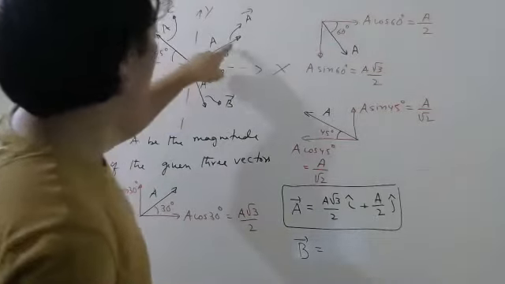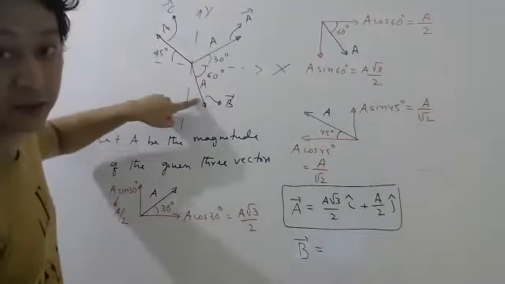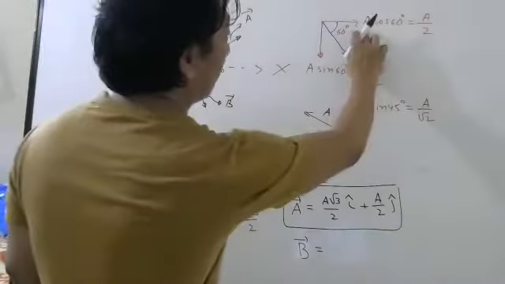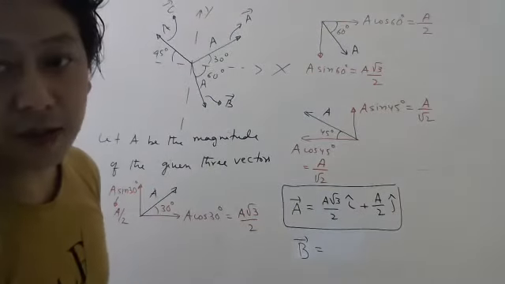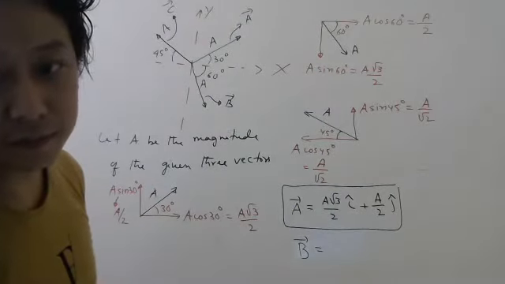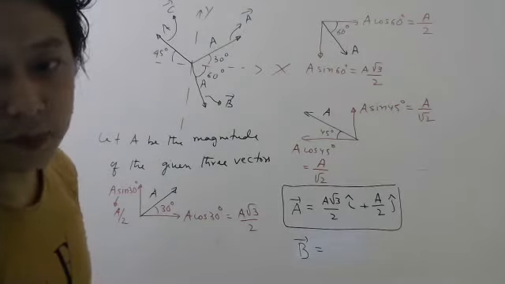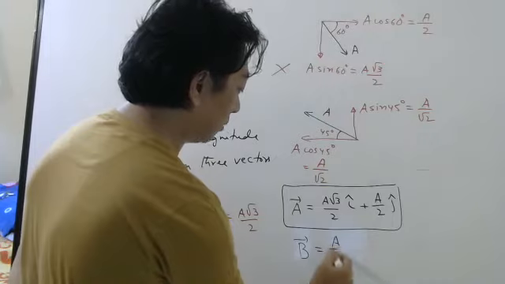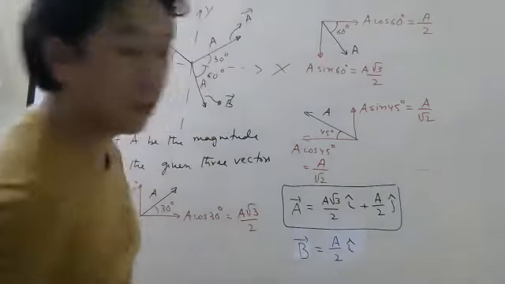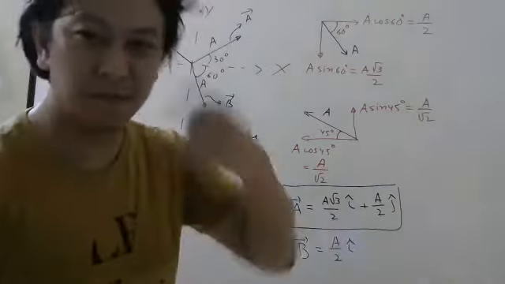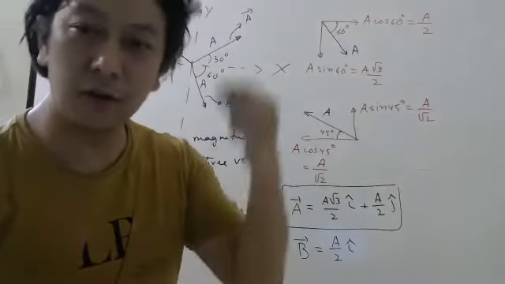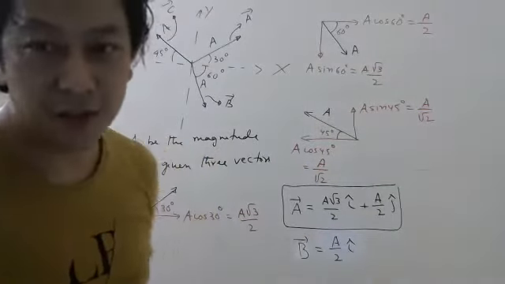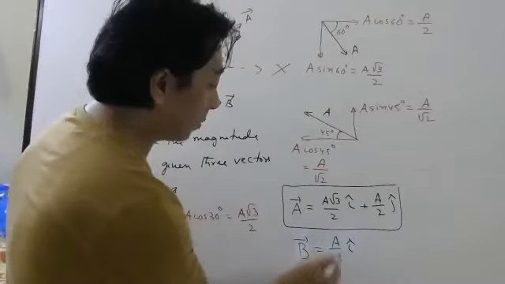So for this second vector, B bar, what is the X component? A by 2. So it is A by 2 I cap. Those who have not understood this, there's no point seeing this video again. You have to revise the previous videos.